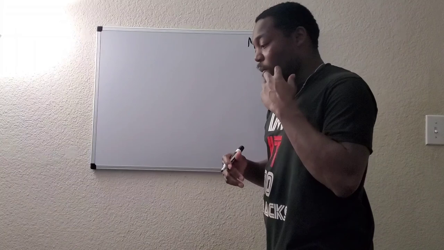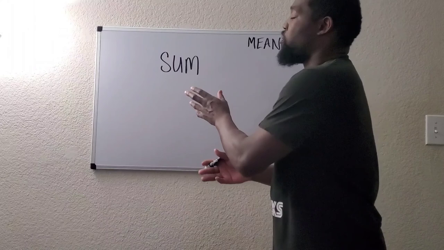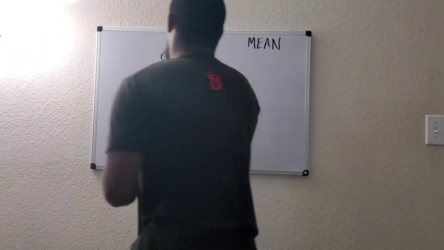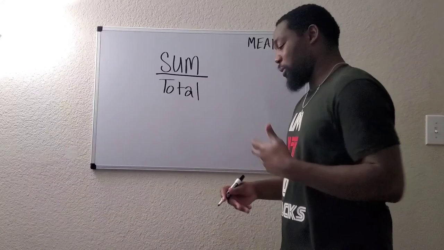We're going to start by finding the sum, right? The sum, and you're going to see what I'm talking about after I write this out, but this is very important. If you have a pencil, you may want to write this down. Finding the sum, and we're going to divide the sum by the total. If this doesn't make sense right now, I'm going to break it down really quickly, and like I said, I think it's very simple.